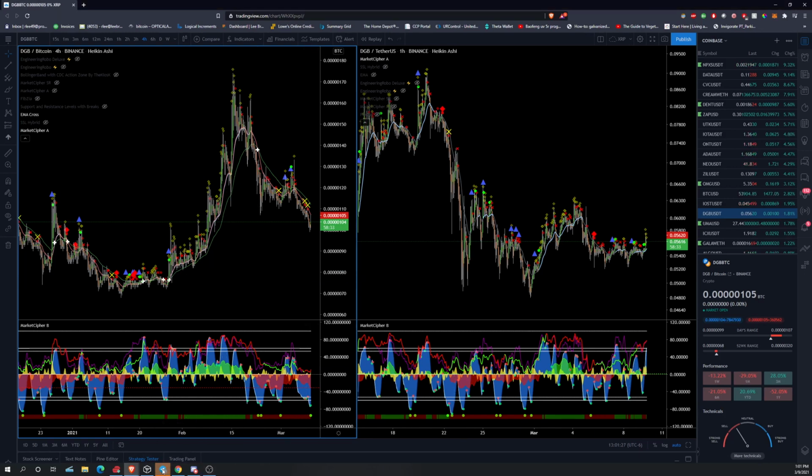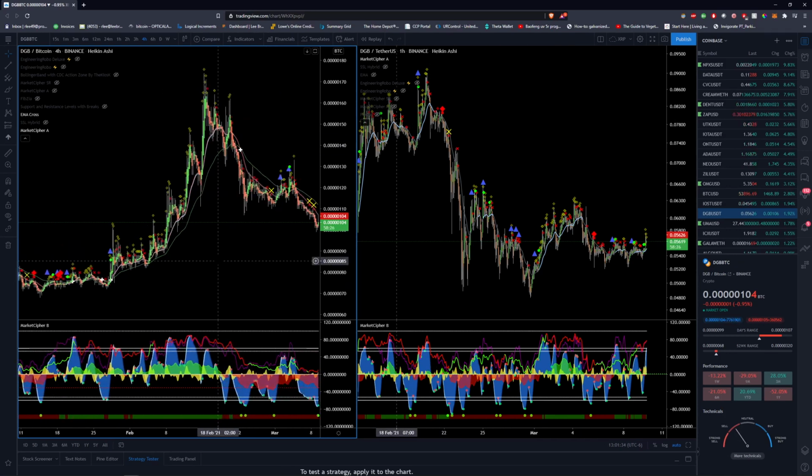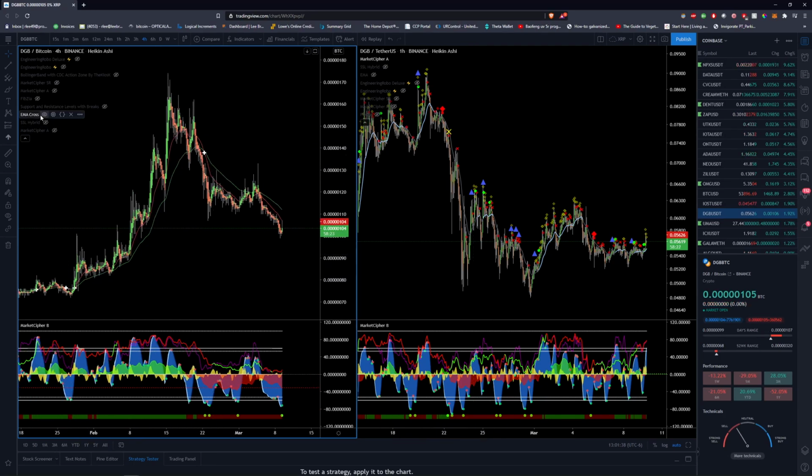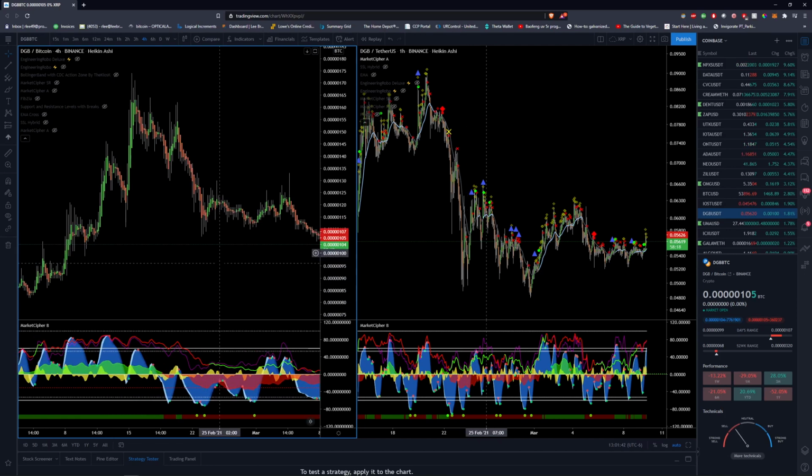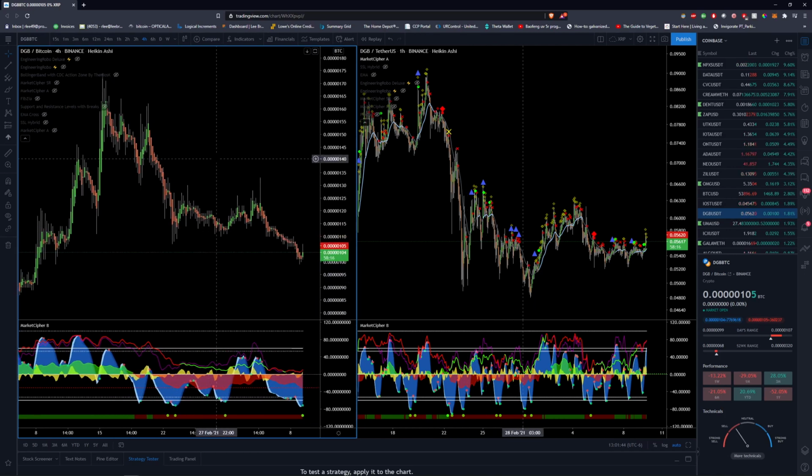Okay, so here, let's start with the 4 hour. And I'm going to take off this Market Cipher A for now because it's not that important. Okay, so this is just a regular chart of DGB. And here we have Market Cipher B on the bottom. There's a couple different parts of Market Cipher.